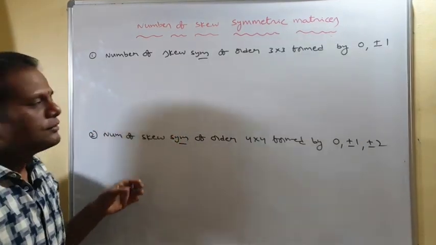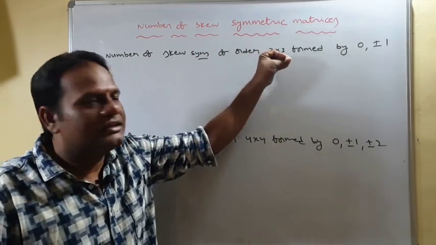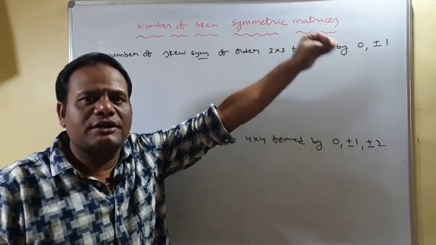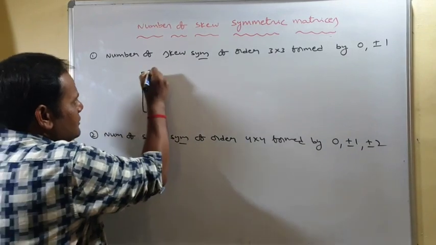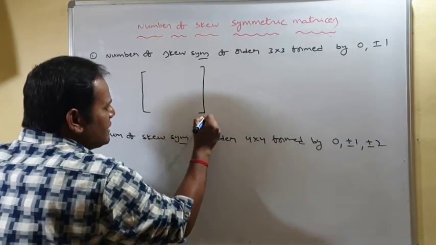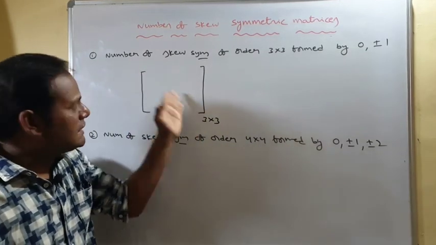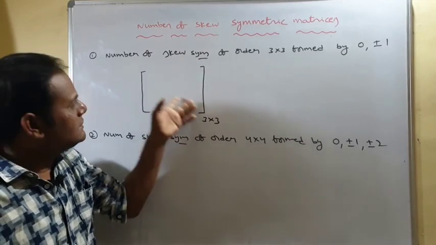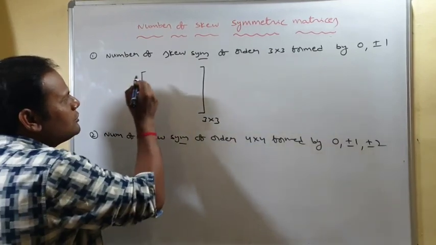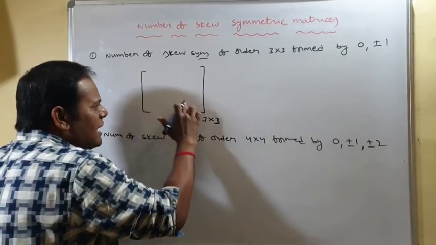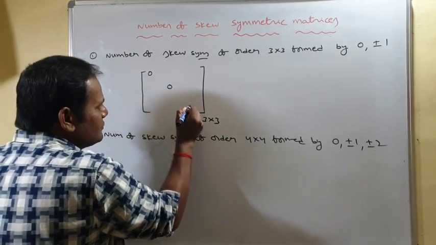Coming to the first example, number of skew symmetric matrices of order 3 cross 3 formed by 0, plus or minus 1. Here we are going to construct a 3 by 3 skew symmetric matrix. Already we discussed, we just fill the upper portion of the triangle, then we can get the remaining automatically. We know that every diagonal element must be 0. So this is 0, this is 0, this is 0.